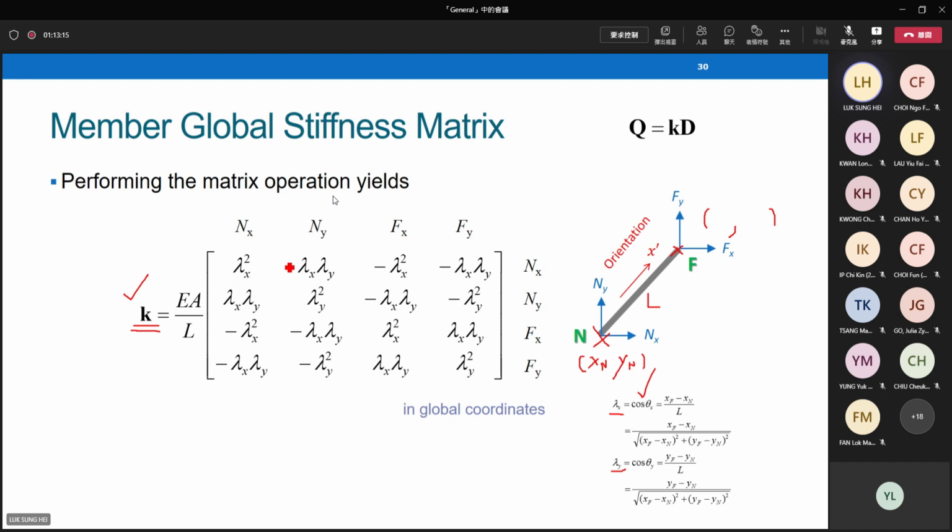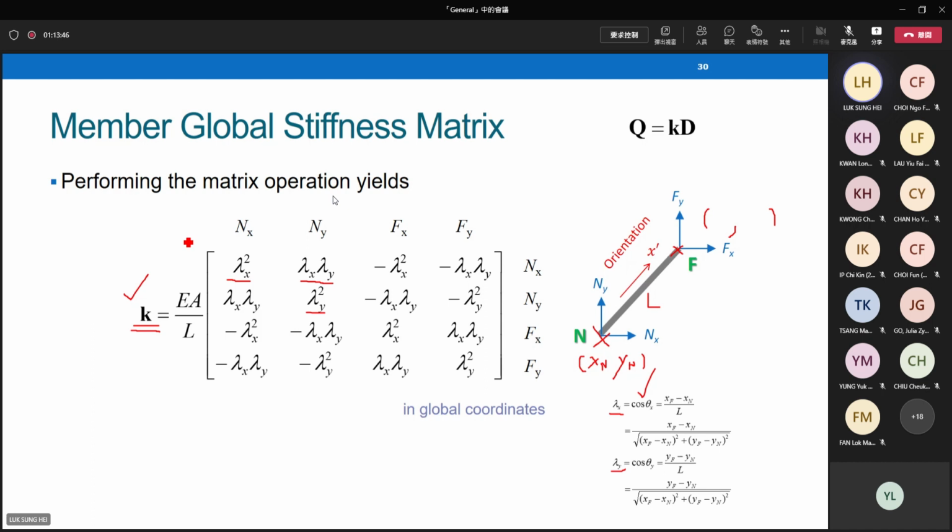You can see there are totally 16 elements right here. But if you take a close look at this matrix, you can see that actually there are only 3 combinations: lambda x squared, lambda y squared, lambda x lambda y. Actually, among these 16 elements, there are only 3 patterns. So they have only 3 different values, some positive, some negative. This is the first observation.